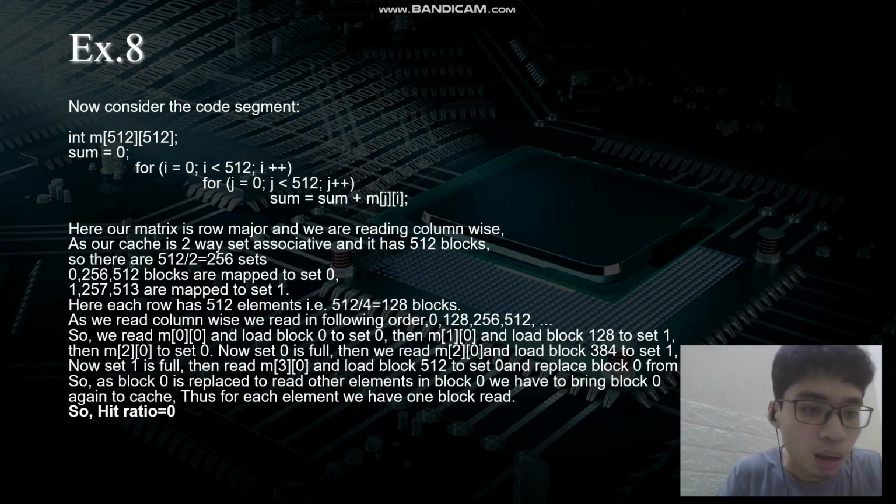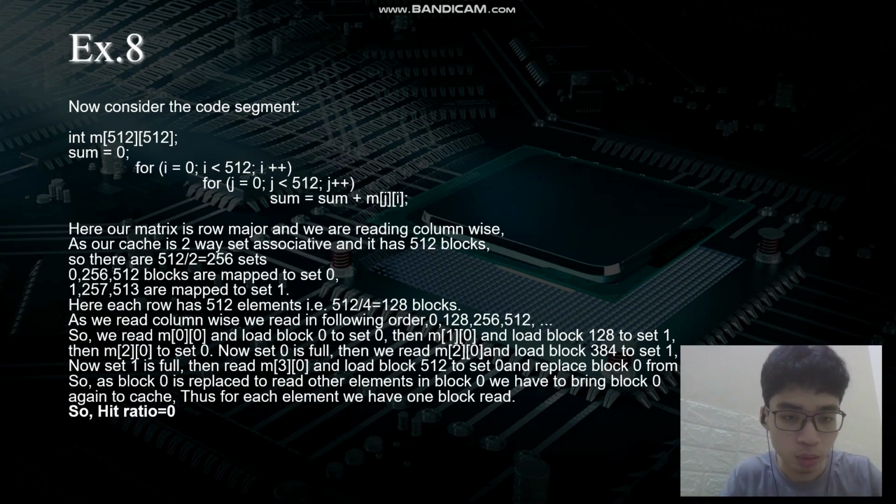So blocks 0, 256, 512 are mapped to set 0. Blocks 1, 257, 513 are mapped to set 1. Here each row has 512 elements, which equals 32 blocks.